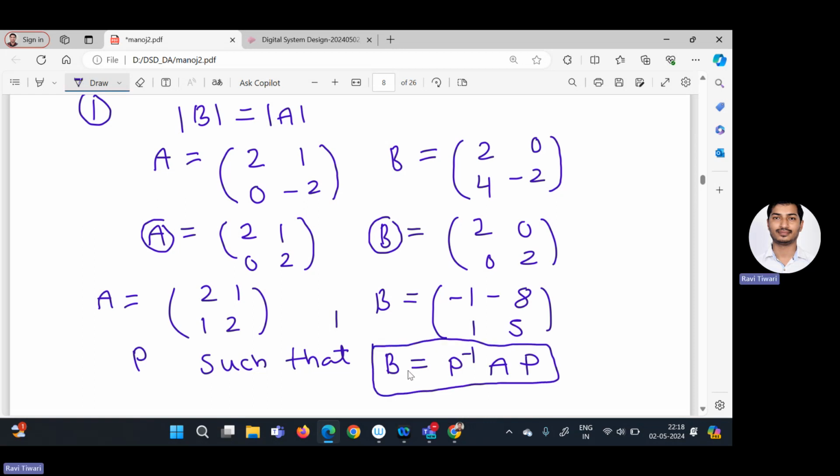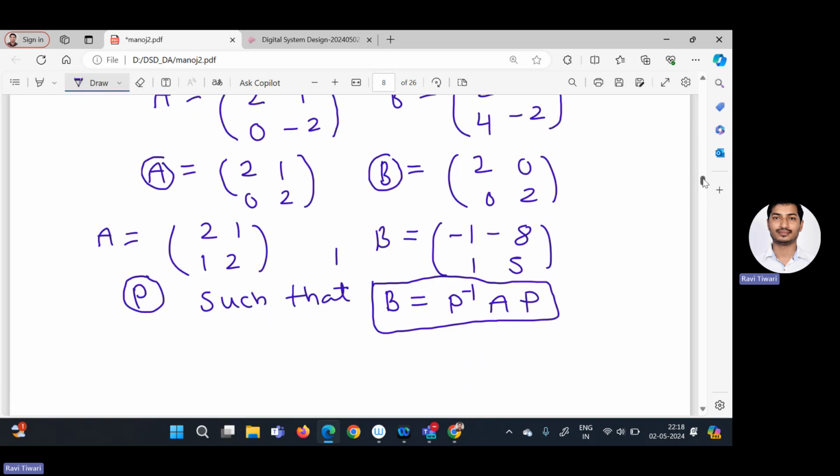If you have two matrices A and B, you have to check whether A and B are similar or not similar. Then we have to find the P matrix, this non-singular matrix. Why is P non-singular? Because if P is singular, then P inverse does not exist. So because of that, we have to choose P as a non-singular matrix. So how do you find this P matrix?